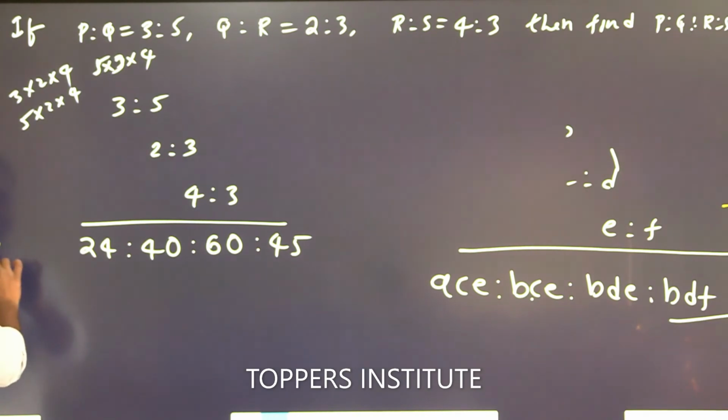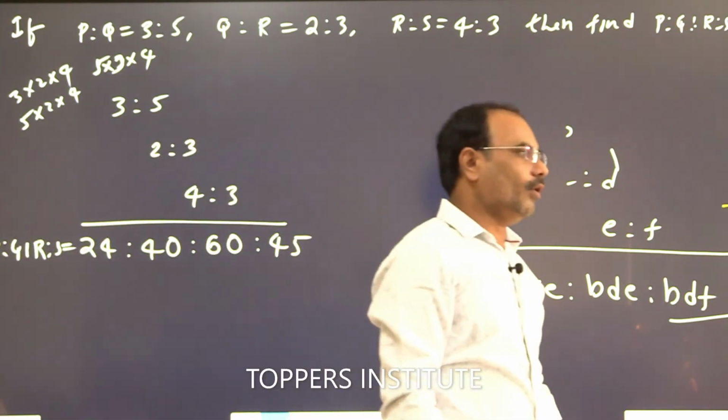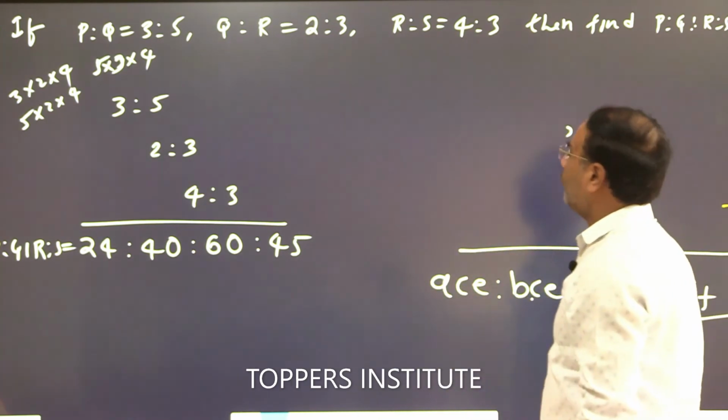So this is P is to Q is to R is to S. So 24 is to 40 is to 60 is to 45 is the combined ratio of the given 3 ratios.